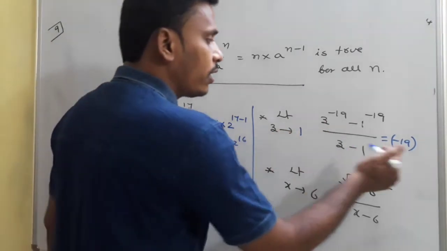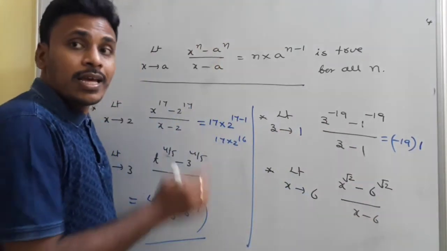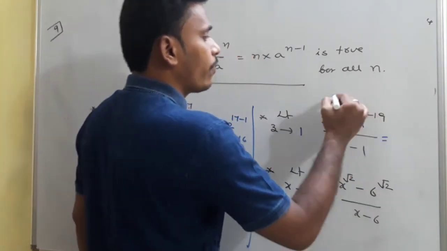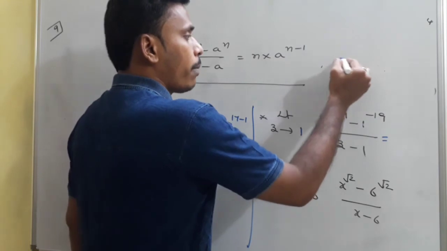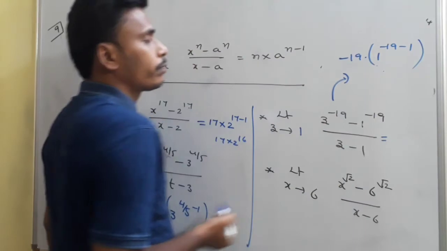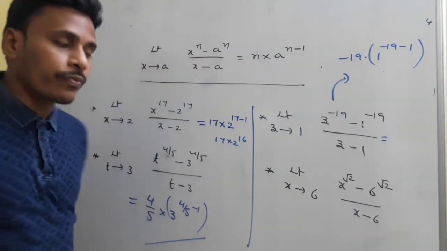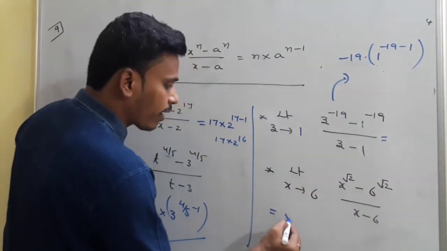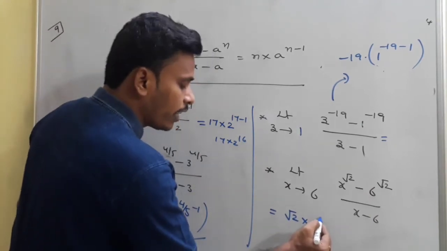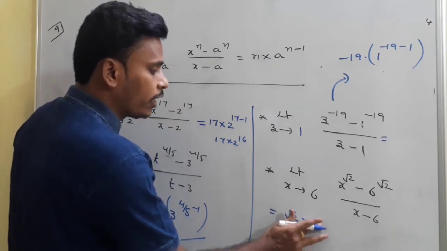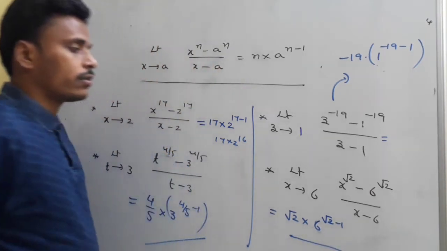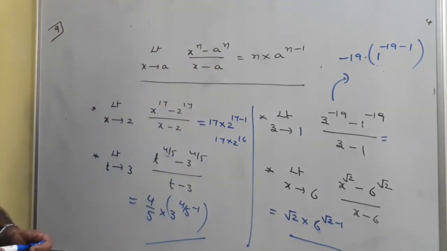So this a is 1 here, and 1 to the power n minus 1. n minus 1 means what? Minus 19 minus 1. So minus 19 into 1 to the power minus 19 minus 1. And say the last problem. Here n is root 2. I will write it like this. n is root 2 and a is 6. n into a to the power n minus 1. 6 to the power root 2 minus 1 is the answer. Just have a look at that.